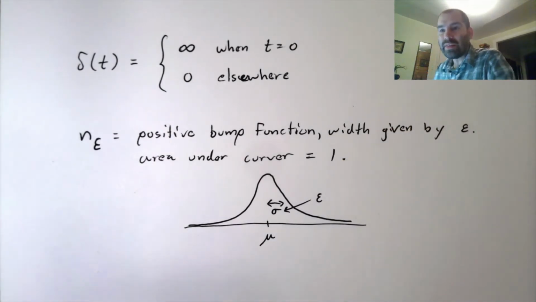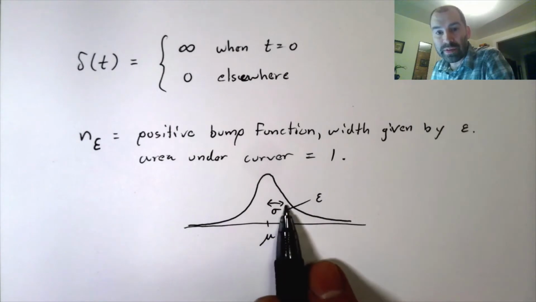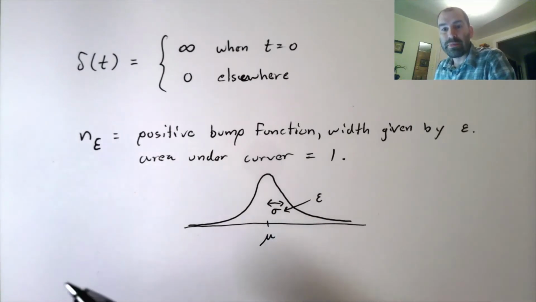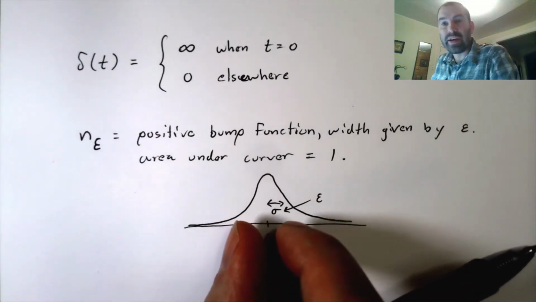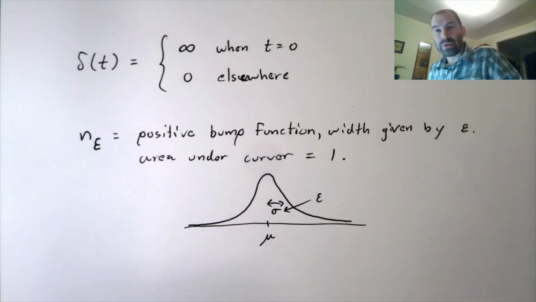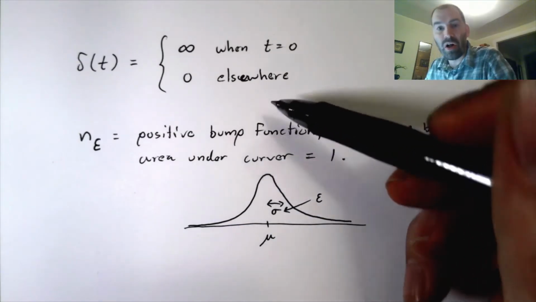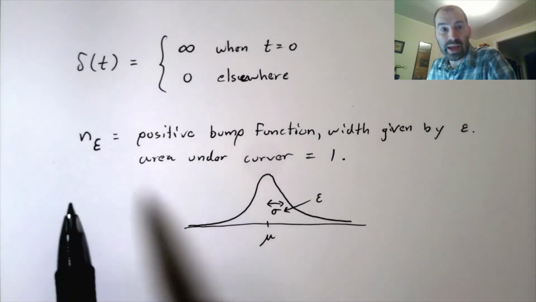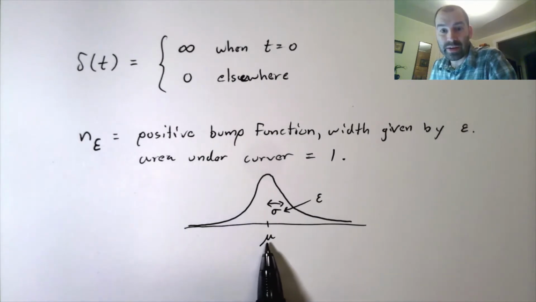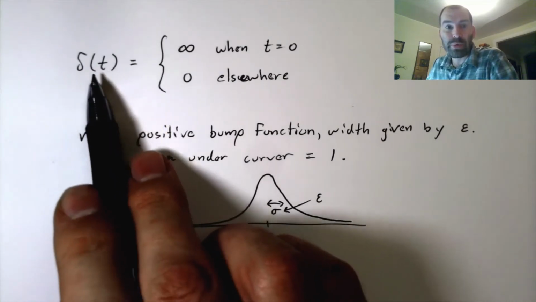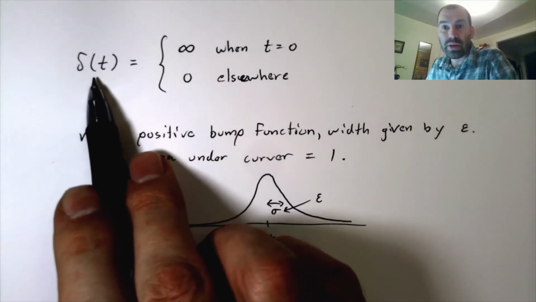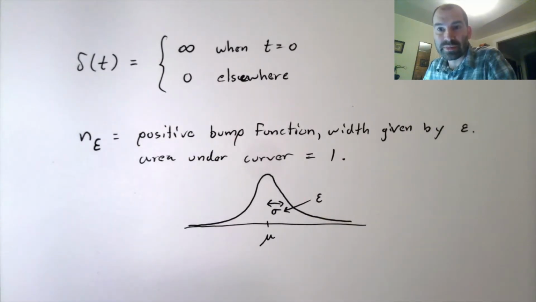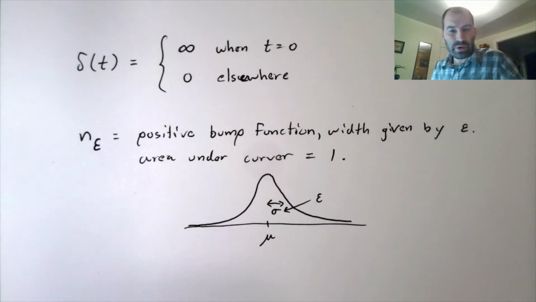And so by making the epsilon small, making the standard deviation small, this bump gets very tight. But since the area has to stay equal to 1, it has to get very tall. And so it approaches a spike at the mean. And so it approaches what we think of as the delta function. So let's go take a look at this on some graphs and see what I'm talking about here.